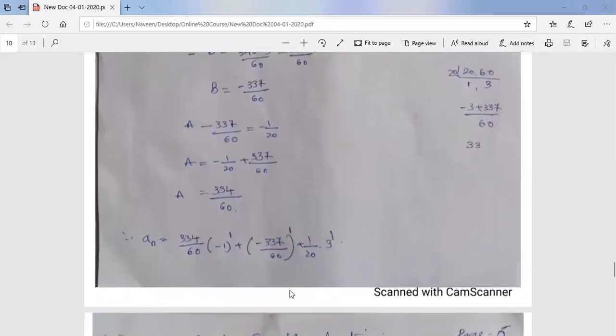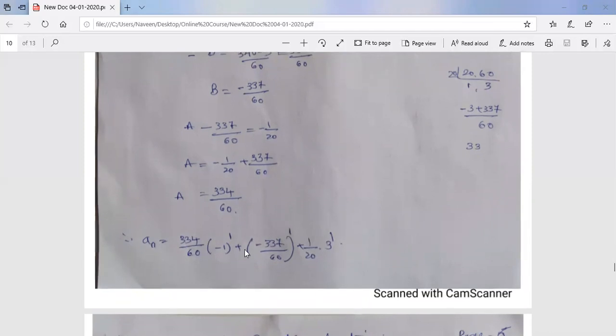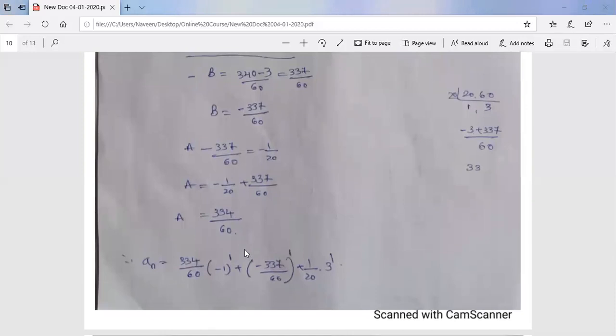After getting the a and b values, you substitute in the total required solution, that is a_n is equal to a_n^h plus a_n^p. The particular solution we got as 1 by 20·3^n, and this is the homogeneous solution. So this is about how to solve a linear non-homogeneous recurrence relation. This is about today's session.